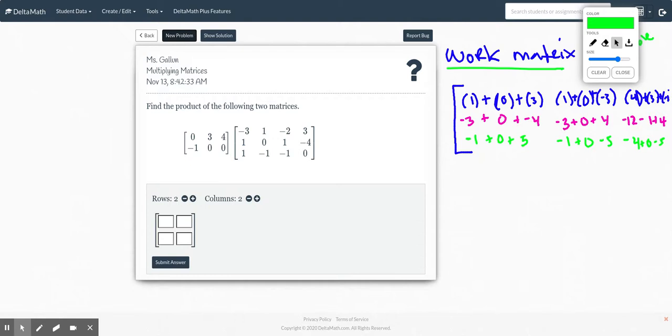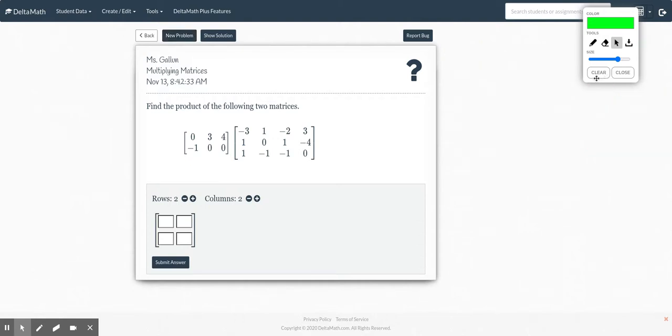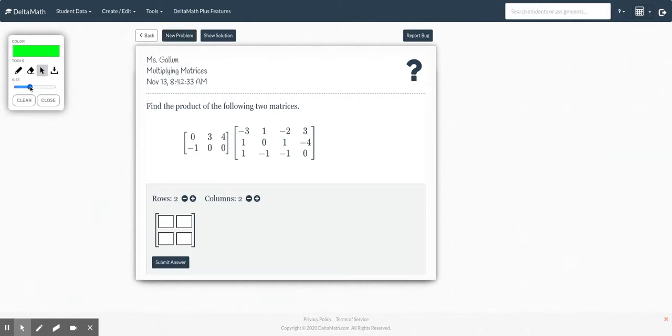Let's see. I'm going to clear this. So find the product of the following matrices. Here I've got, so we should find the order first. This is 2 by 3, and this one is 3 by 4. The middle matches. Therefore, my order is going to be 2 by 4 for my final answer. Right, so 2 by 4.